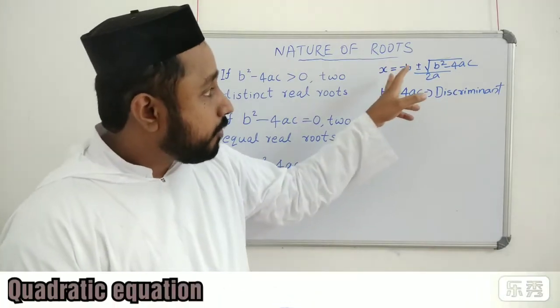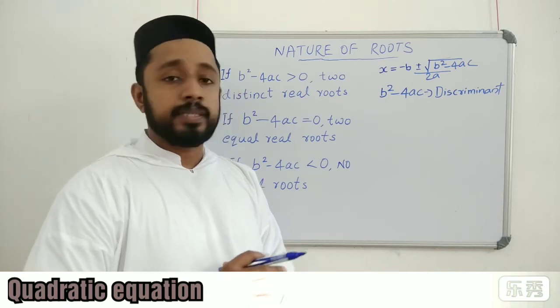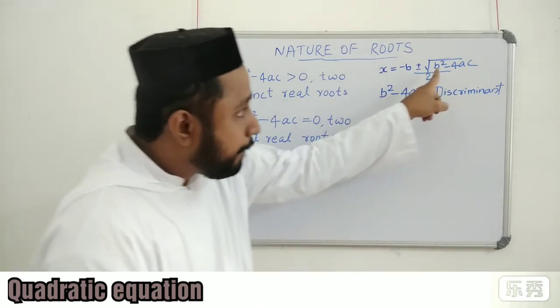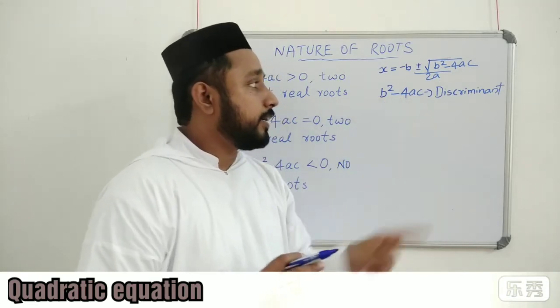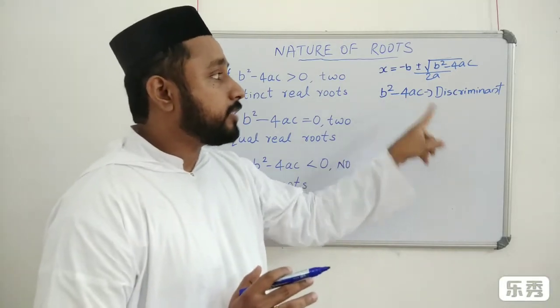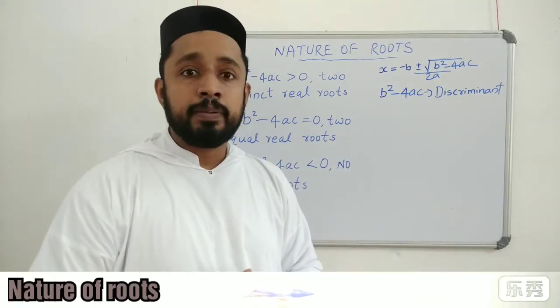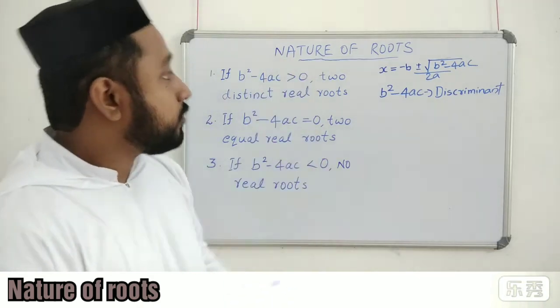So we have the formula x = (−b ± √(b² − 4ac)) / 2a. Here b² − 4ac is called the discriminant of the quadratic equation. Let us move on to the nature of the roots.